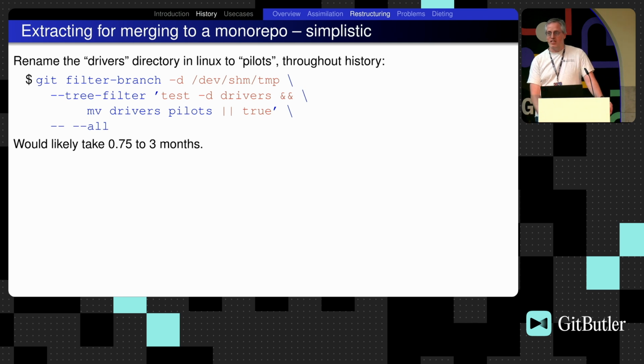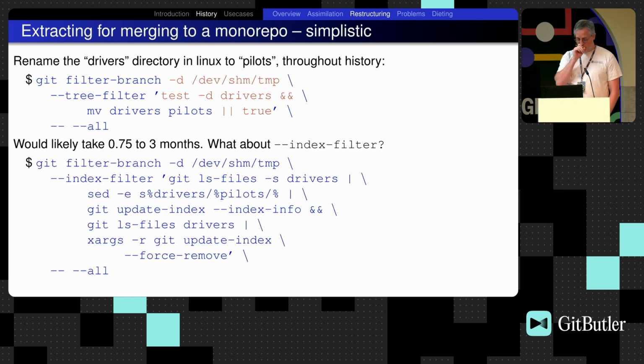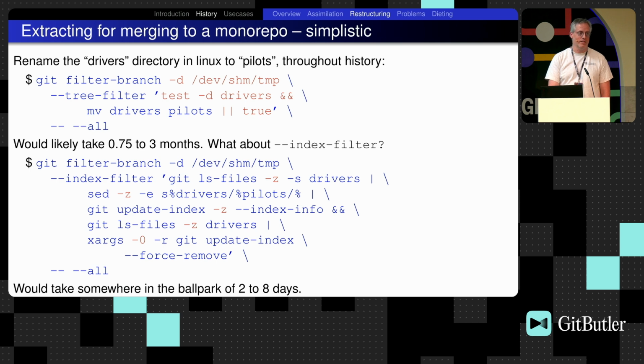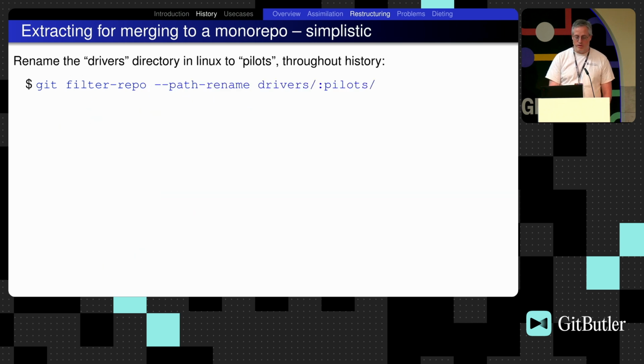But some people will notice that this uses tree filter. If you've used git-filter-branch before, there's also a thing called index filter. This is a particular use case that can make use of that, and that's faster. The command gets a little bit more complicated, also more error prone, but you can fix that up. But that still takes on the order of days. Whereas when I made a little command to do this within git-filter-repo, operating on the fast-export, fast-import stream, this drops down to just minutes to be able to do this rewrite.